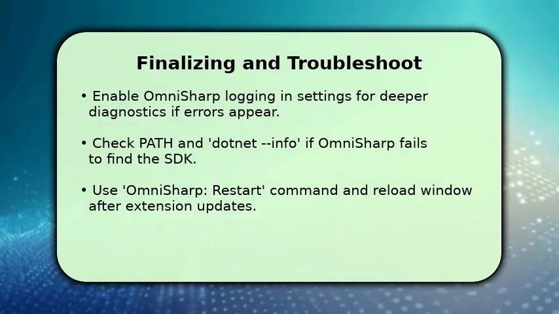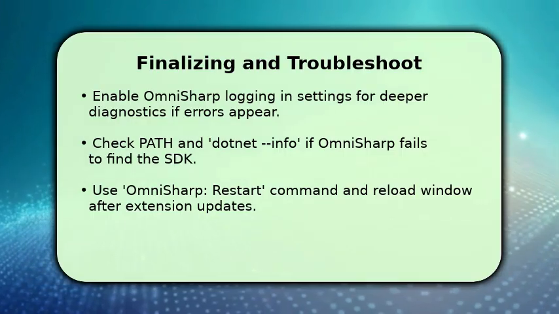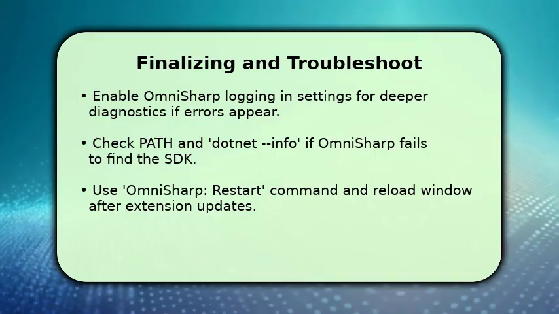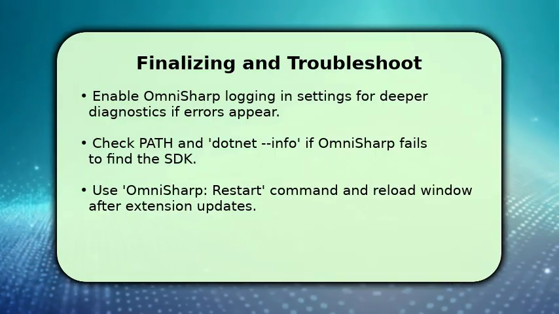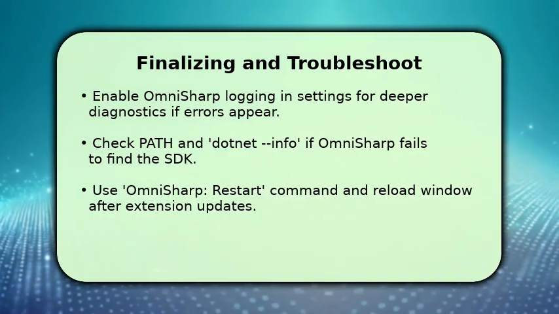If something breaks, enable OmniSharp logging in settings and run dotnet --info to confirm path and SDK versions. If OmniSharp still misbehaves, use the OmniSharp restart command and then reload the VS Code window.